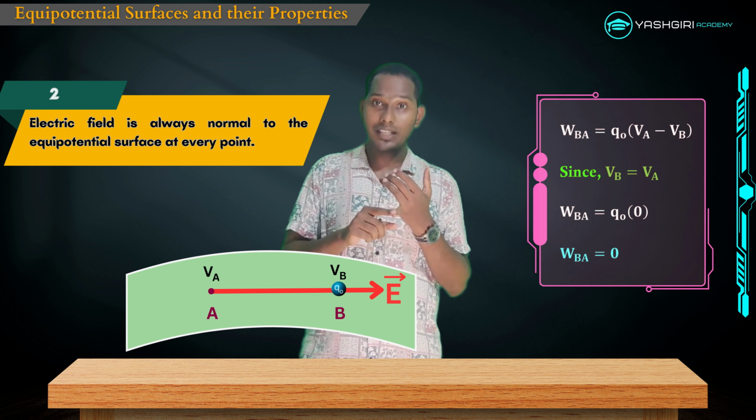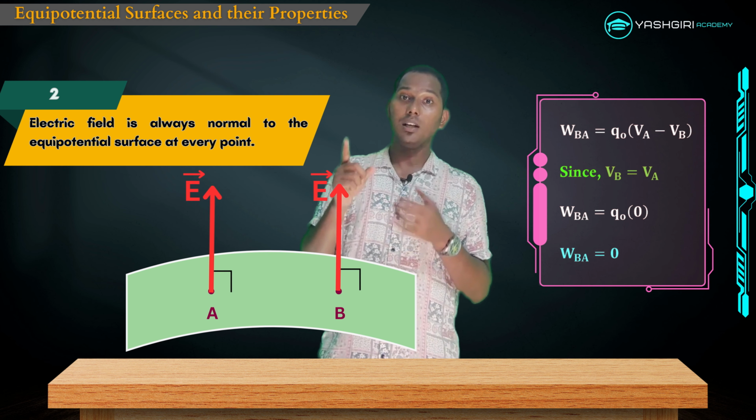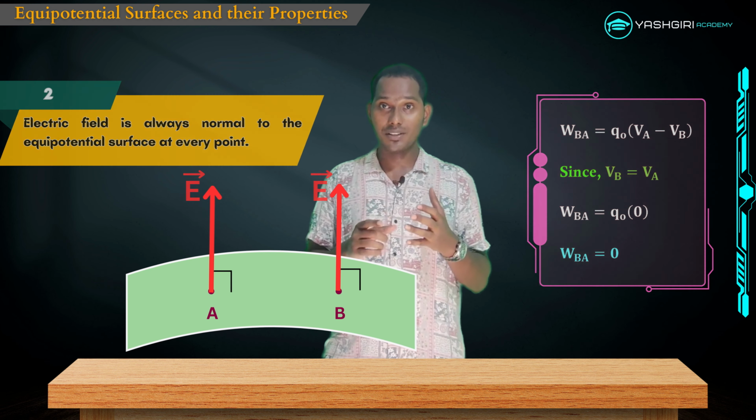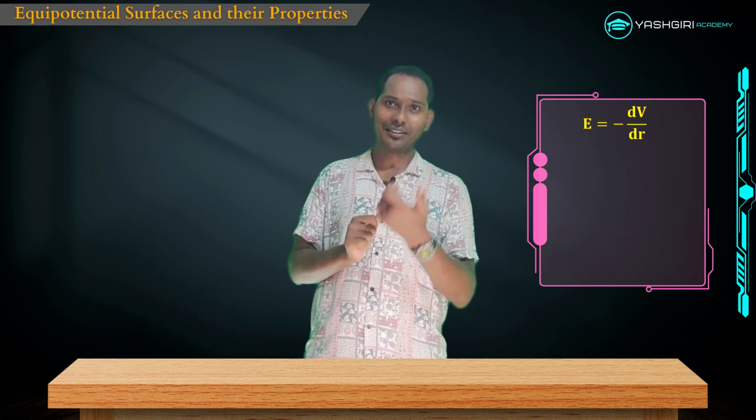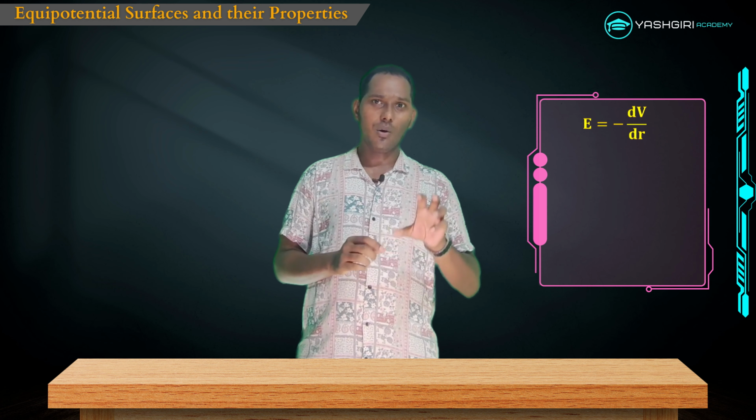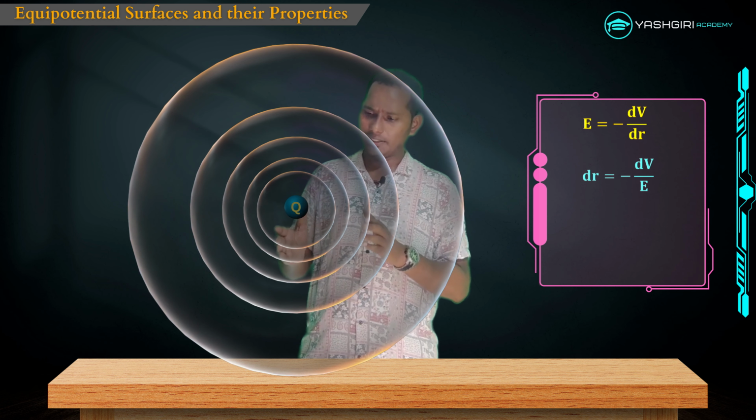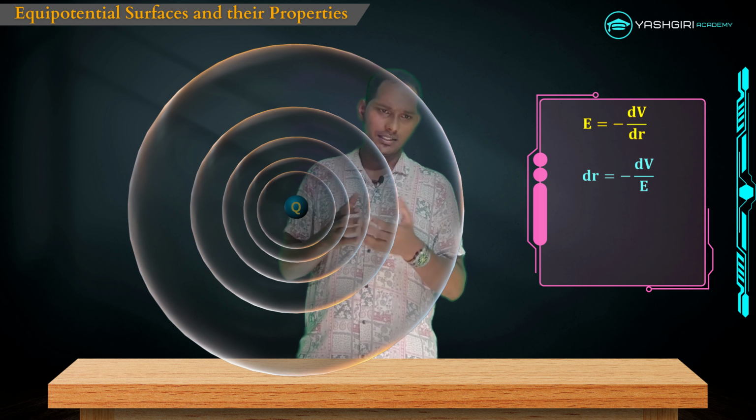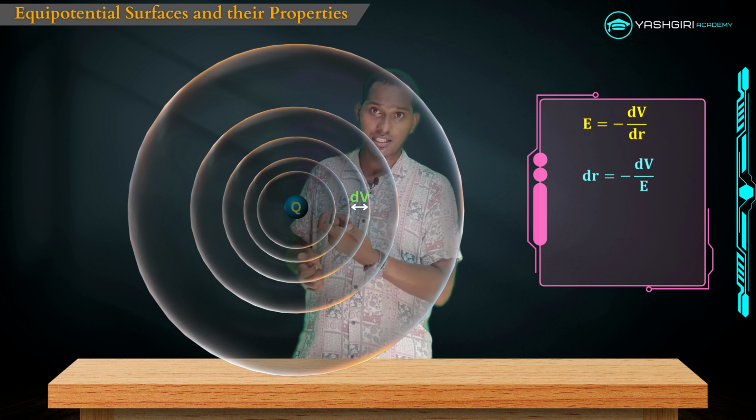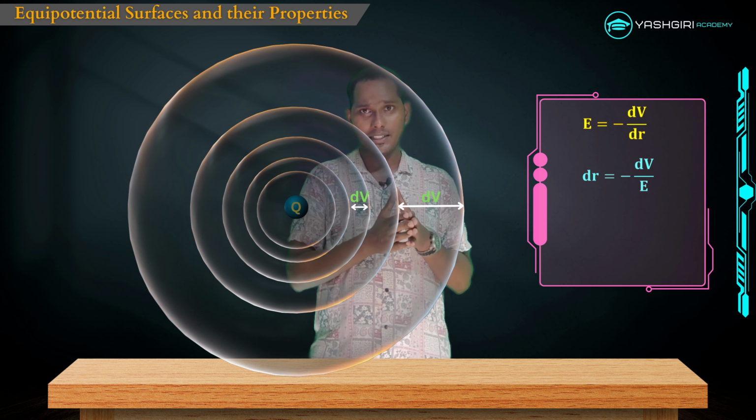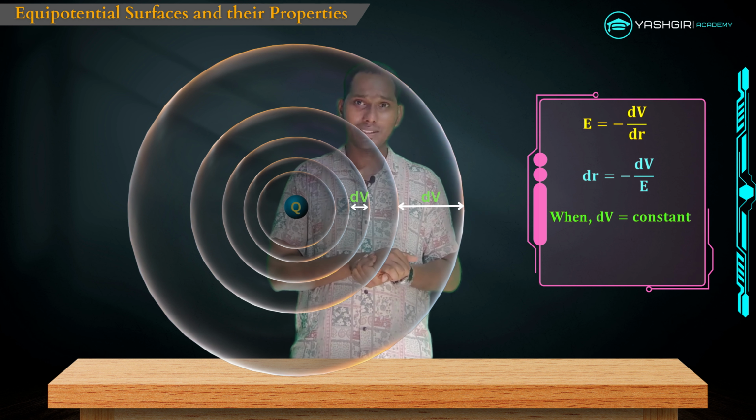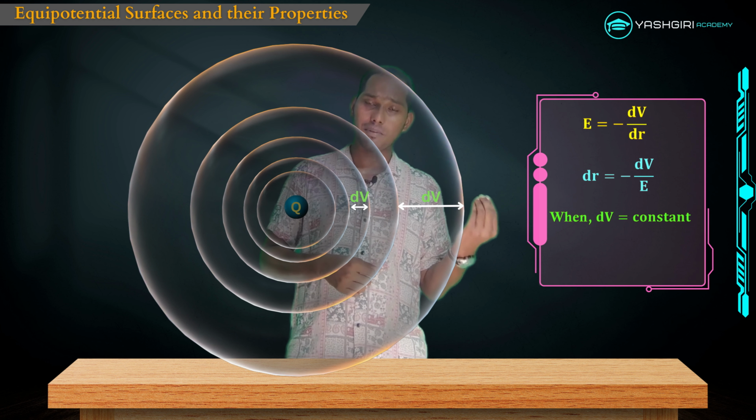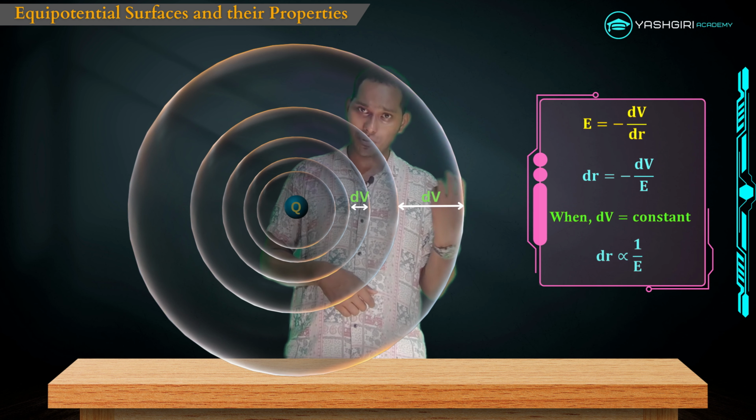So always see that the direction of the electric field should be normal to the equipotential surface. Now number 3: if you see the relationship between the electric field and electric potential, and if I consider that the potential is changing by an equal amount, that is, if dV is constant, you will see that E is inversely proportional to dr, or dr is inversely proportional to E.